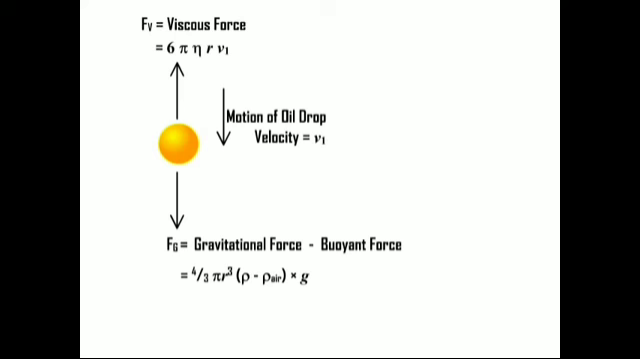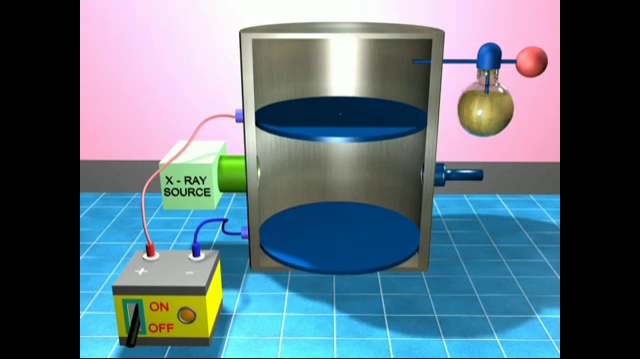From Stokes law, the viscous force on the oil drop is Fv is equal to 6 pi r v eta. From the free body diagram, Fg is equal to Fb plus Fv. So rho into 4 by 3 pi r cube g is equal to sigma into 4 by 3 pi r cube g plus 6 pi r v eta.